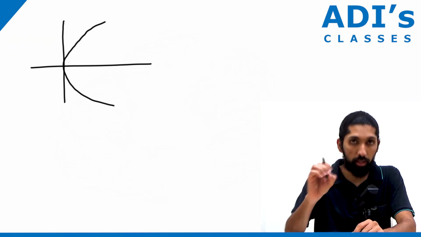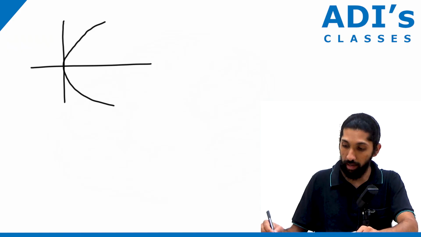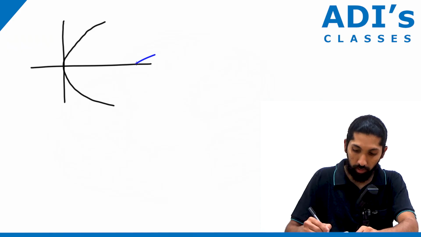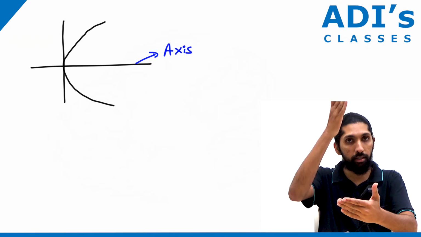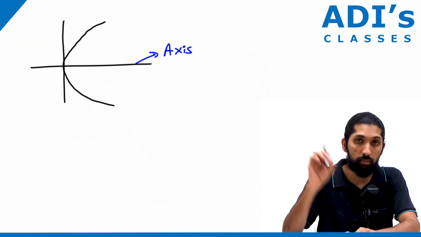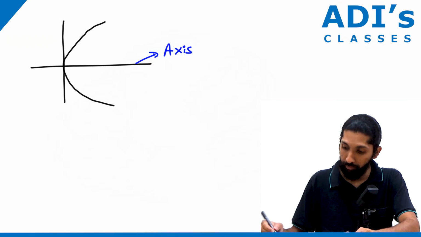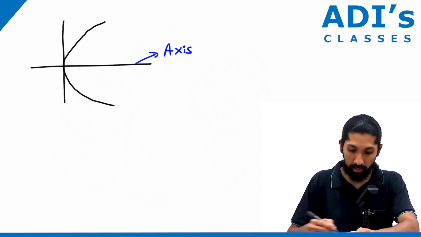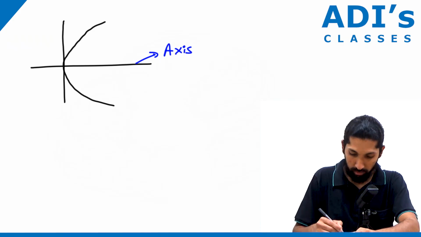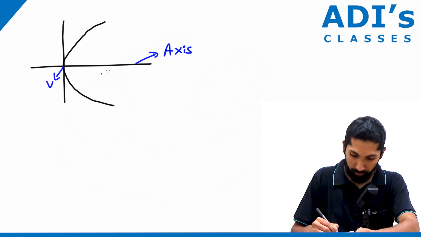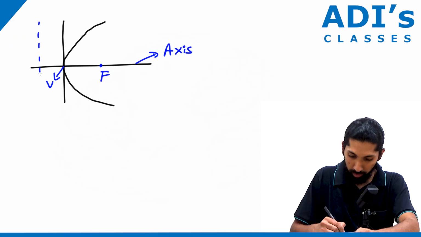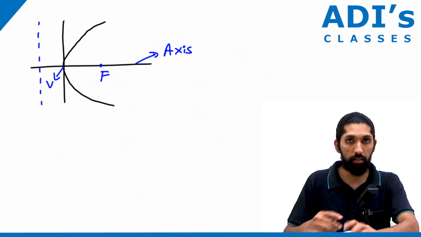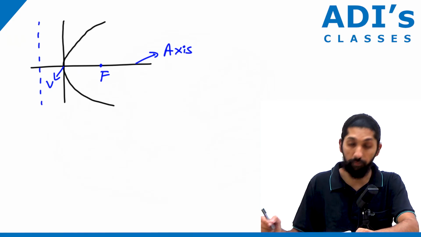There is one more line which is very important, and that particular line is what we call the axis, which divides the parabola into two equal halves. That is what we call the axis. Now, in this case, you have the axis. This is the vertex V, the focus, and we have the directrix somewhere over here. So these are the parameters that define it.